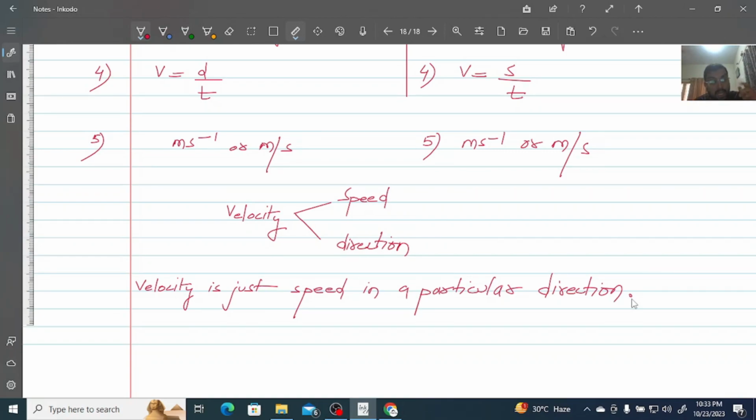So here I end my lecture, speed versus velocity.